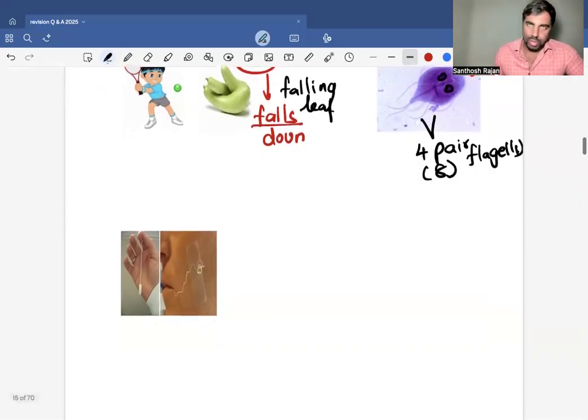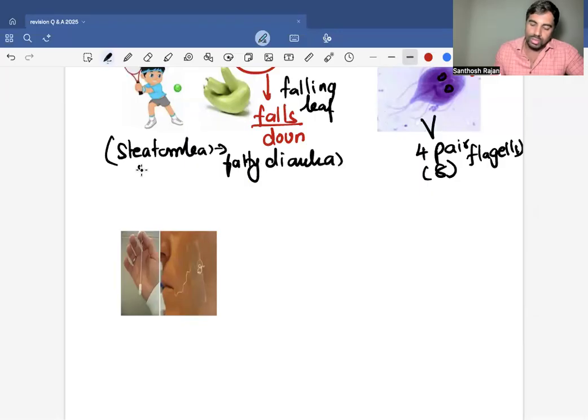Here, another important point: whenever you get Giardia, you get steatorrhea. Steatorrhea basically means foul smelling, fatty diarrhea, or lipid diarrhea. A lot of lipids you can see, and very foul smelling.